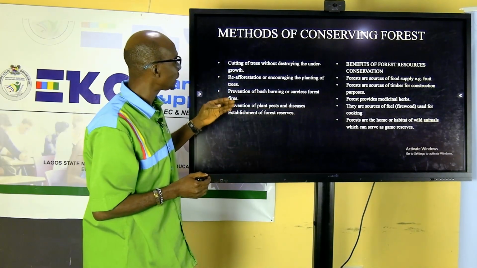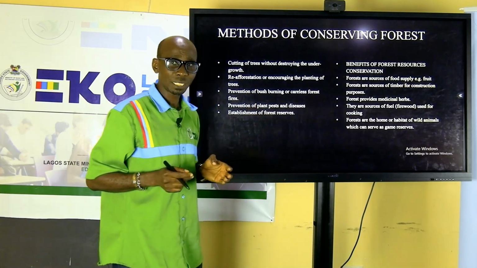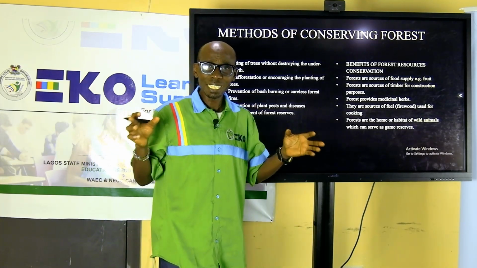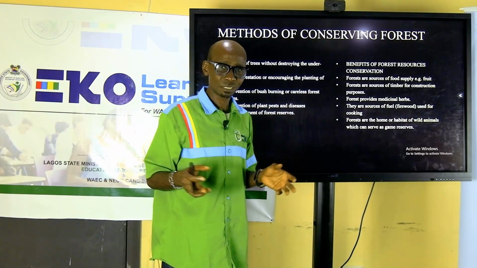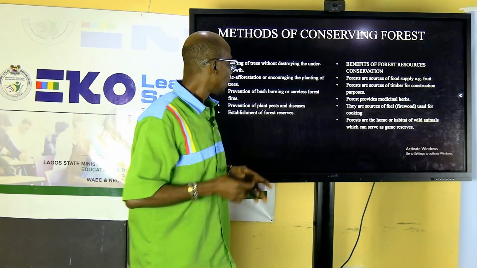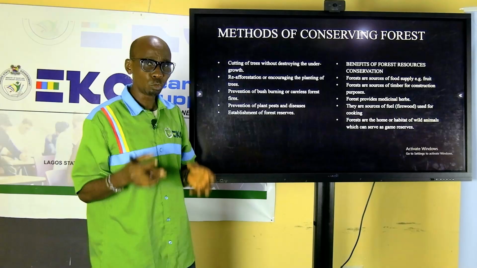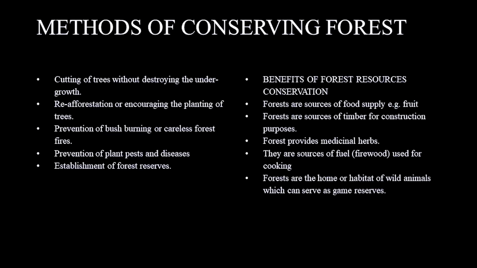The next one is forest. Forest is an area of land that is basically trees. So we need to protect our trees. We need to protect our forest. How do we protect the forest? By not cutting trees without their growth. You don't cut the whole tree. You leave part of it so that regeneration can be possible.